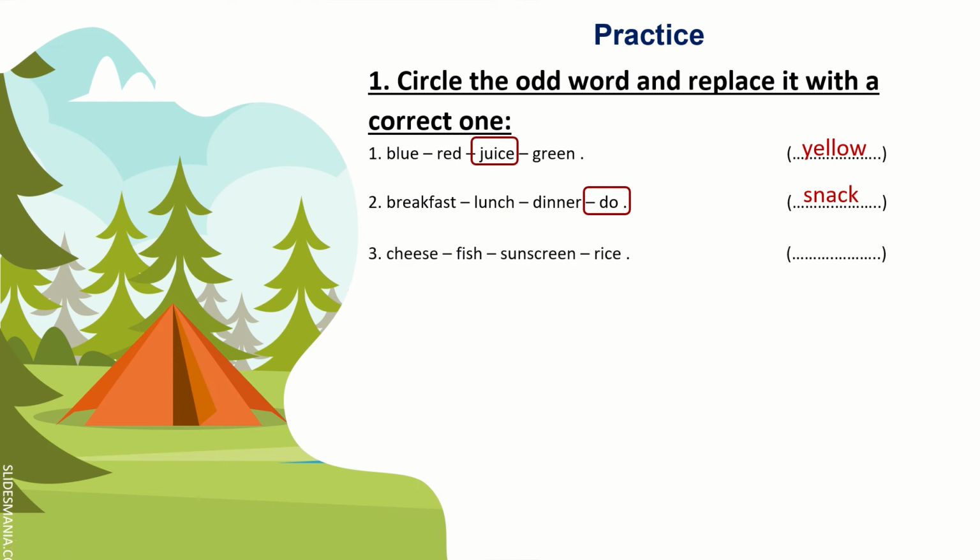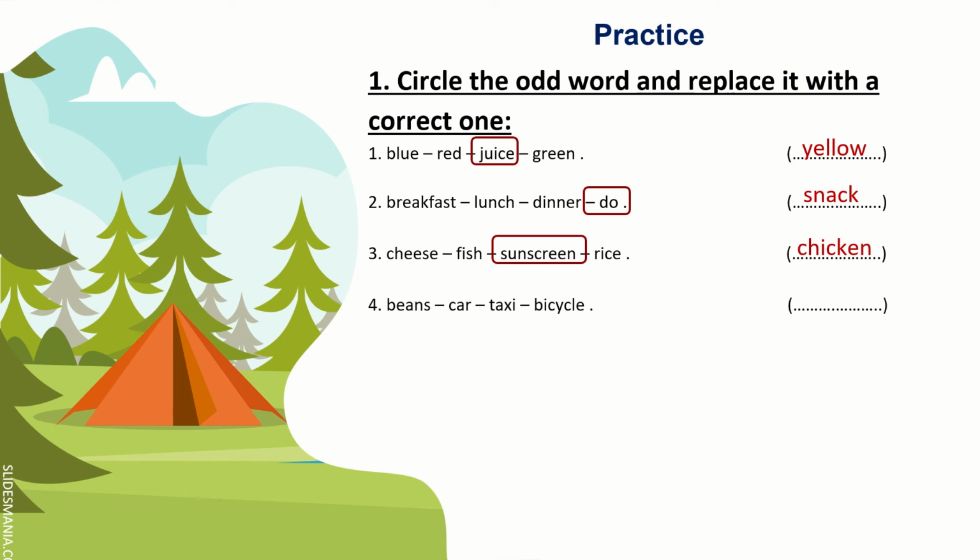Cheese, fish, sunscreen, rice. Cheese is what? It's food. Fish is also food. Sunscreen is what? It's not food. Rice is food. So I want you to give me a word instead of sunscreen. I'll give you 3 seconds to think of some foods. We can say maybe meat, chicken, what else? Salad, tomato. All these are what? Foods. Chicken.